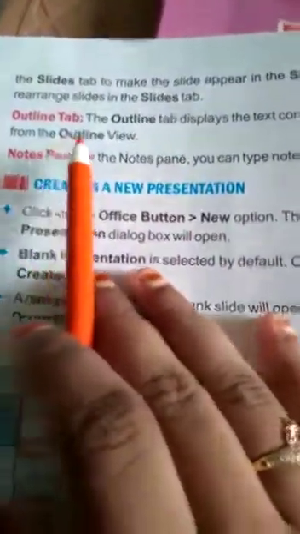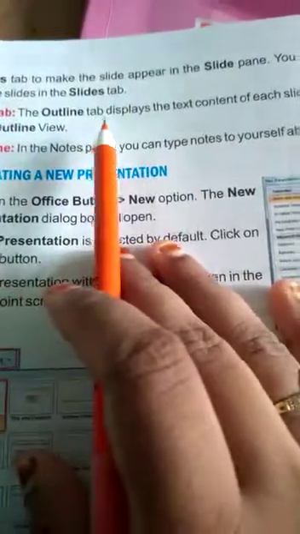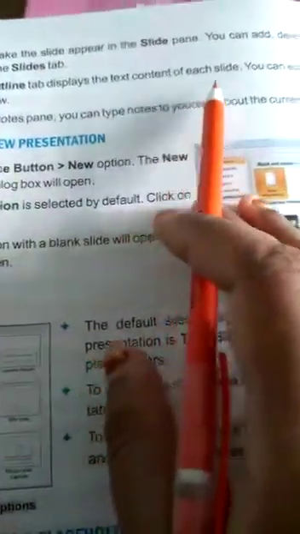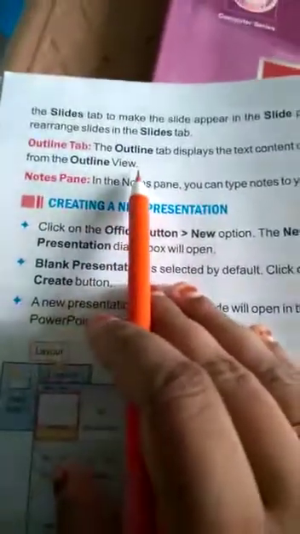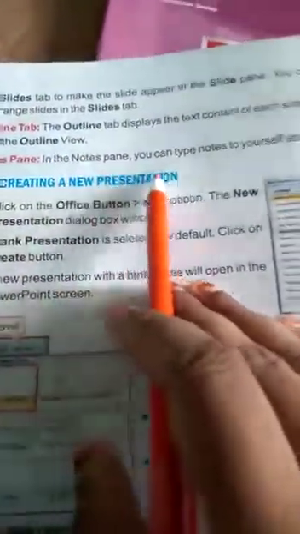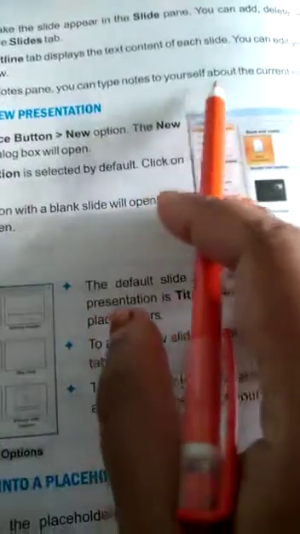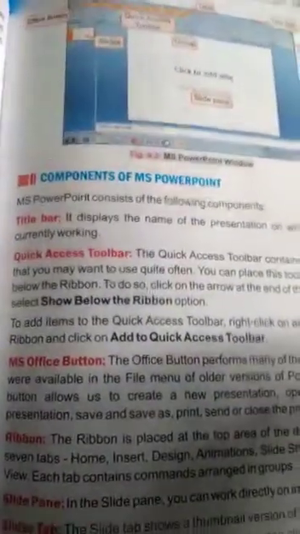Okay, so this is the outline tab. The outline tab displays the text content of each slide. You can edit your text directly from the outline view. Notes pane. In the notes pane, you can type notes to yourself about the current slide. Okay, so these are all the components of MS PowerPoint.